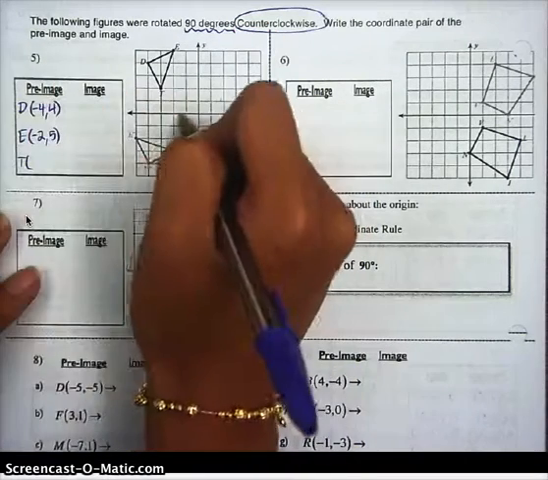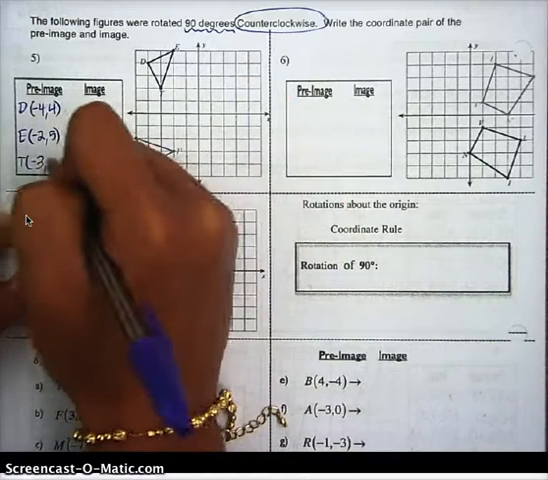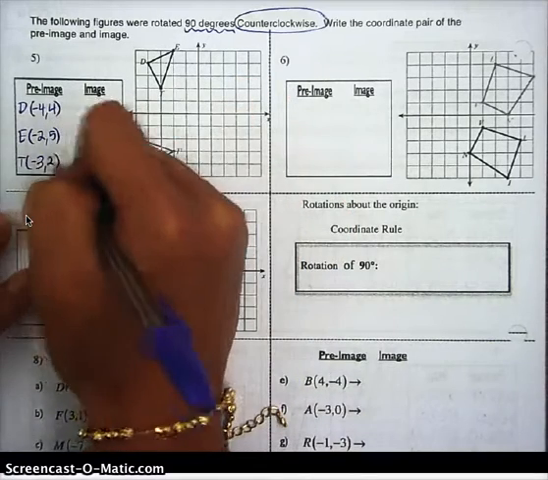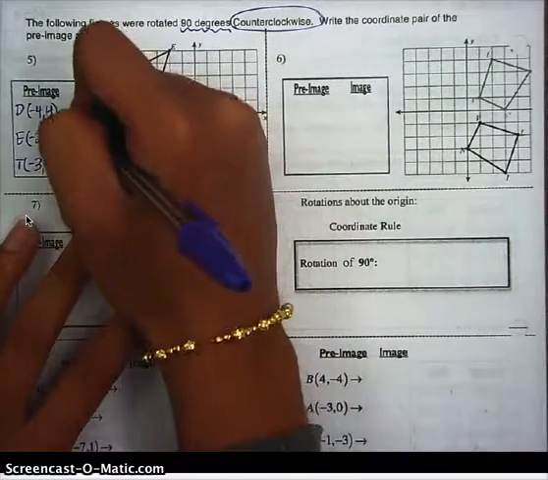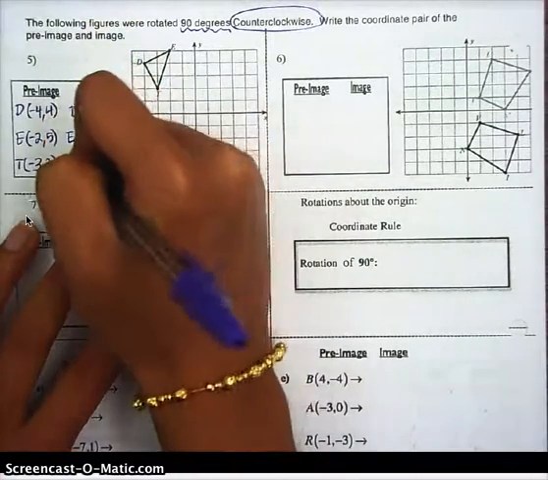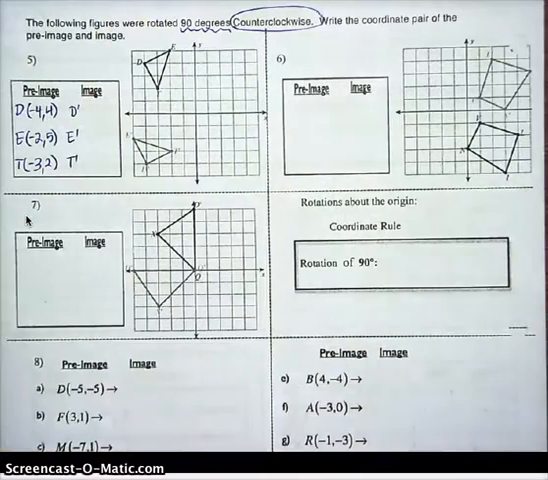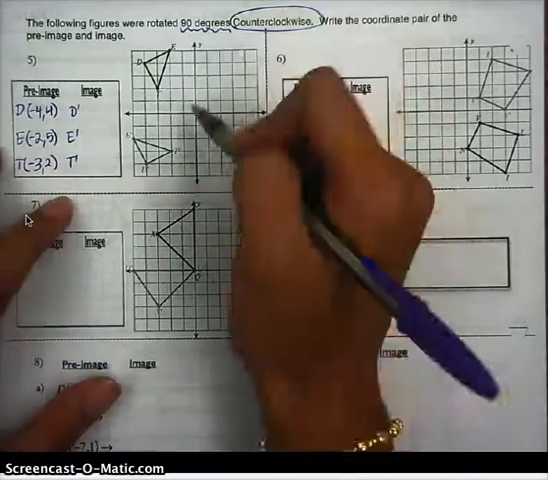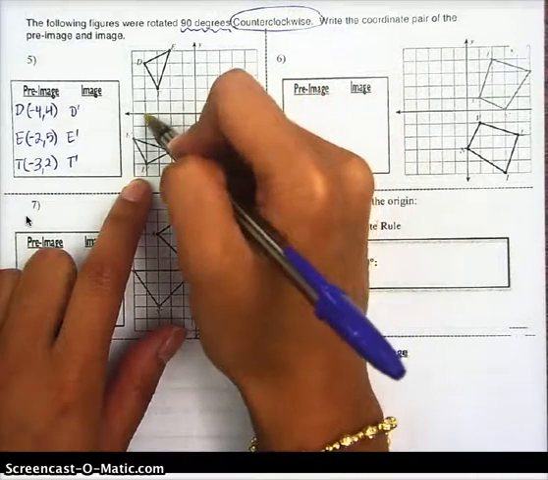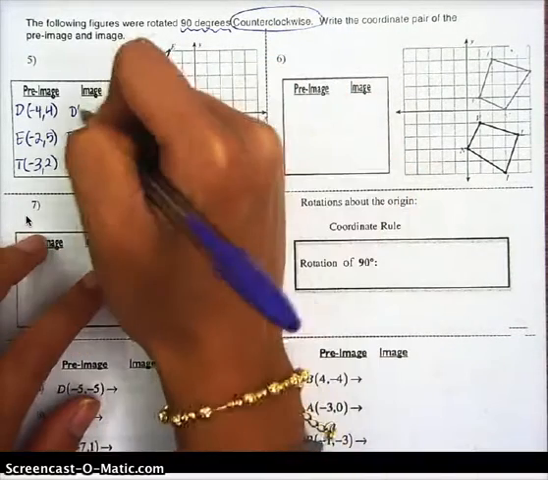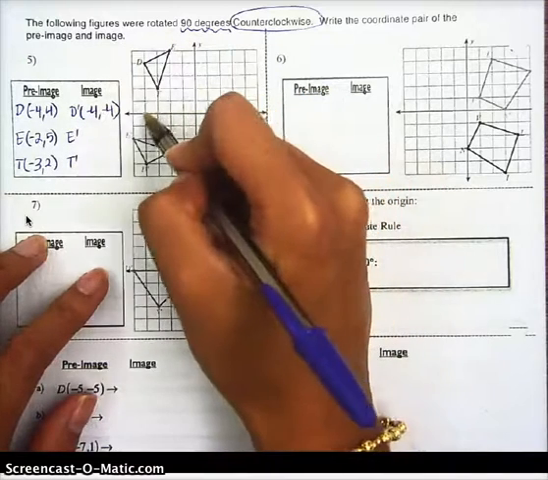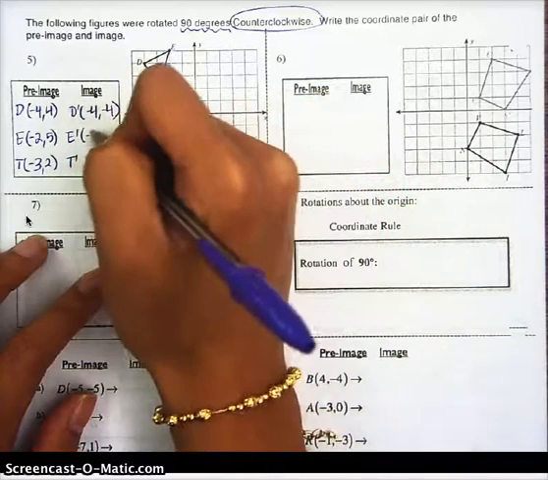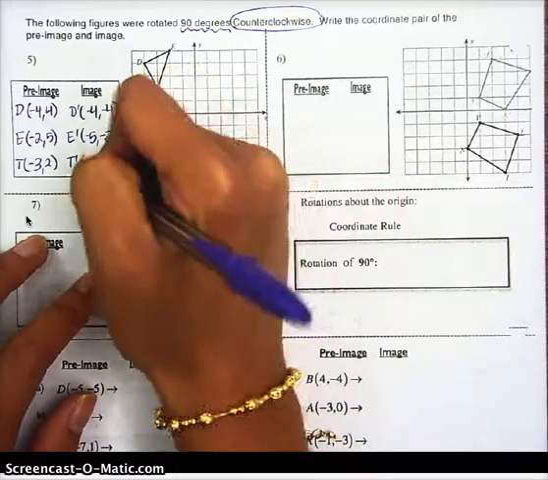T is going to be 1, 2, 3, it's negative, and then 1, 2, positive. Now I'm going to give the image, so now I have to figure out what D prime, E prime, and T prime is. Notice I like to put the primes first right away because I know that I'll forget it. Okay, so D prime is 1, 2, 3, 4, 1, 2, 3, 4, so they're both negative 4, negative 4. E is 1, 2, 3, 4, 5, 1, 2. So negative 5, negative 2.